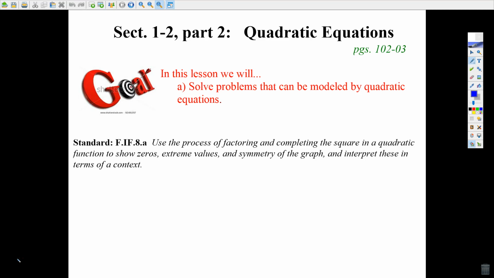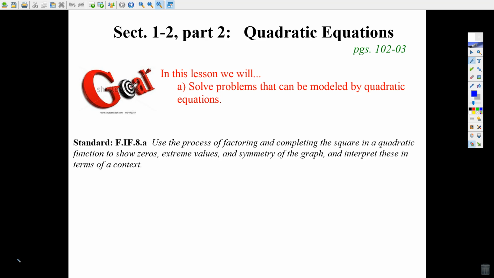Well, in section 1, part 1, we looked at various ways to solve quadratic equations. Specifically, we looked at solving by taking square roots of both sides of the equation. We solved by factoring, we solved by using the quadratic formula, and we solved by completing the square.